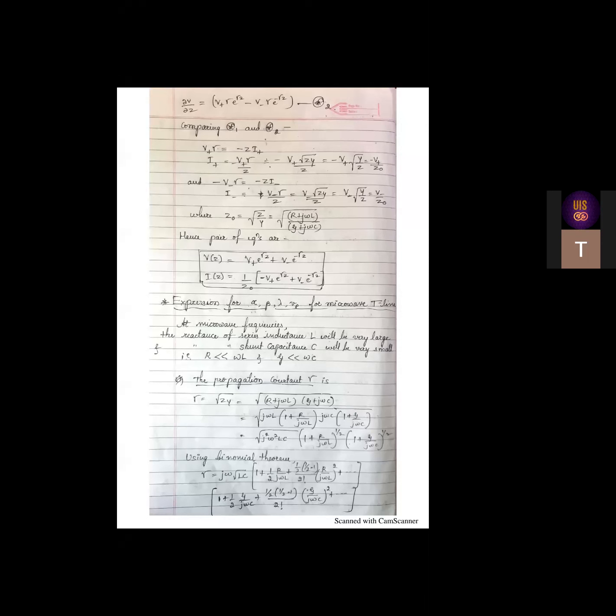Good morning, all. In today's session, let us have the second concept of your module 1, that is, we will deal with the propagation constant gamma.